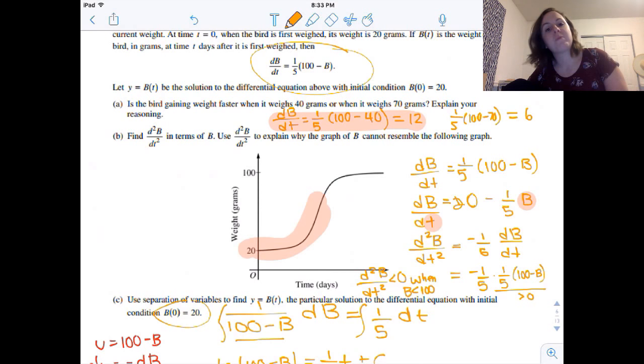The whole test is calculator active tomorrow. Good question for those of you that asked it. The whole test is. Bring your calculators. Make sure they're charged.